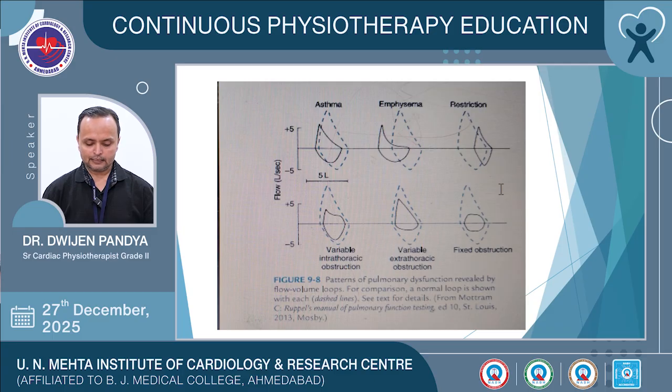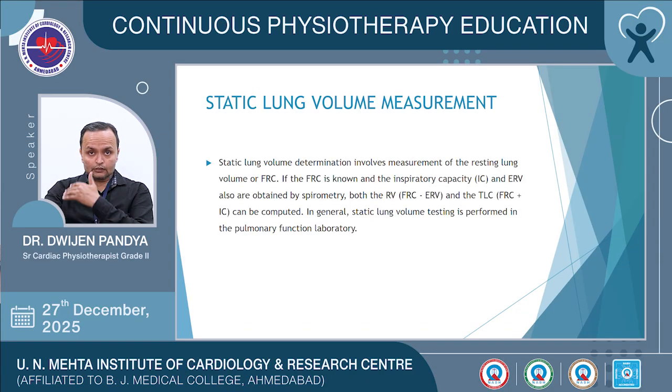The opposite pattern is seen in variable extrathoracic obstruction, that is reduced inspiratory flow and relatively normal expiratory flow. Vocal cord dysfunction and laryngeal edema are common causes of variable extrathoracic obstruction. An equal reduction in inspiratory and expiratory flow suggests a fixed large airway obstruction. Causes of fixed large airway obstruction include tracheal stenosis, tracheal tumors, and foreign body aspiration. So these are the various figures indicating various types of disorders.